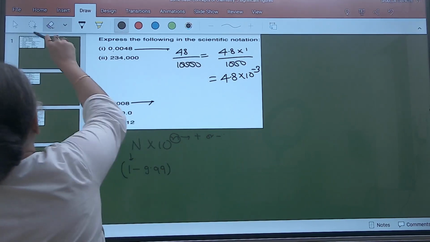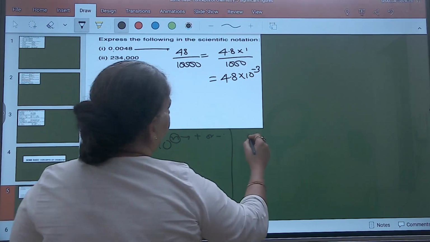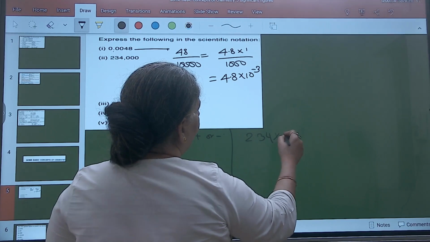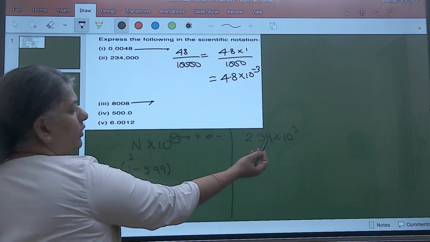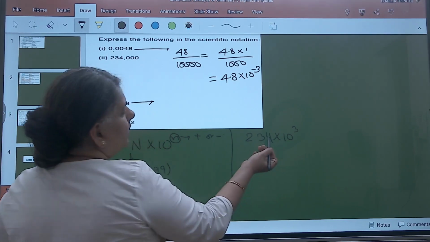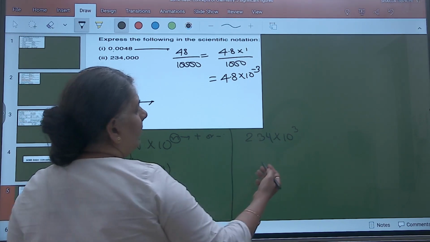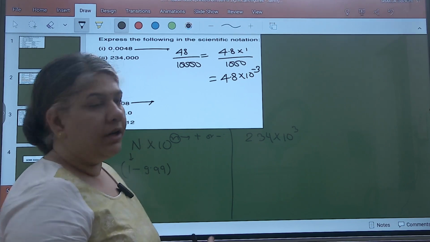Next question. 234 into 10 raised to the power 3. Now we have to shift the decimal to the left, or place it after 2 digits, 1, 2. So we are moving it to the left. That means we have to increase the power.